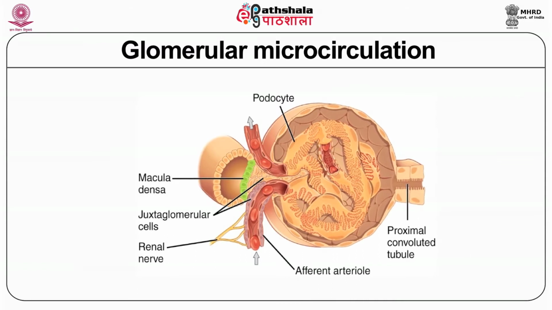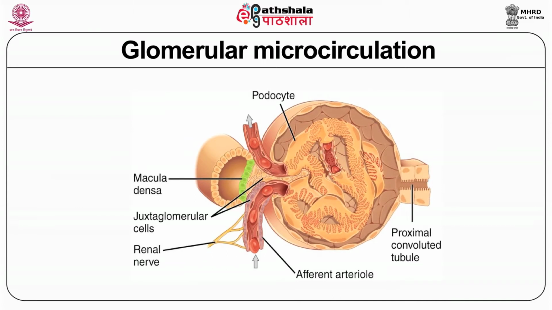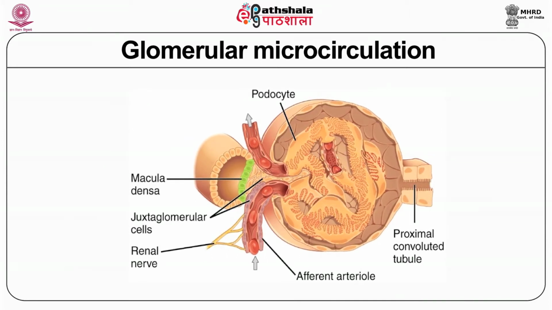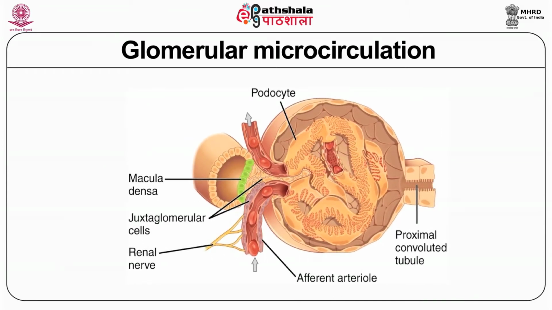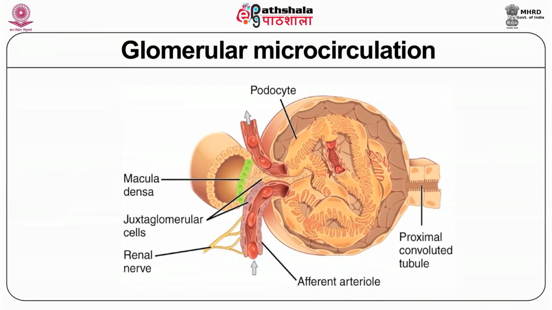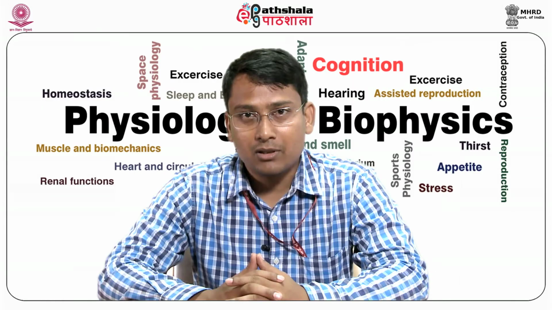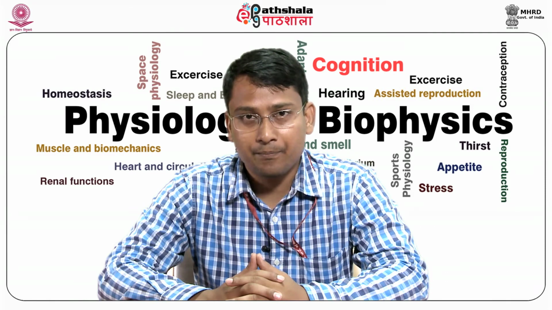Also, the smooth muscle cells are replaced by granular cells called renin producing cells, which are in close contact with the extraglomerular mesangium lying close to the distal convoluted tubule. This collectively forms the essential part of the juxtaglomerular apparatus, which will be discussed later on.